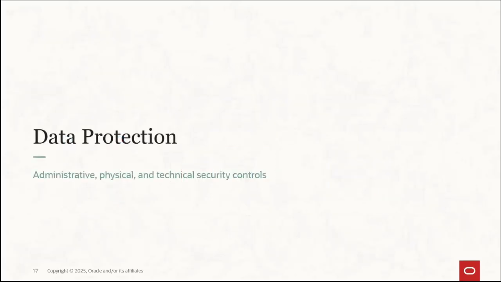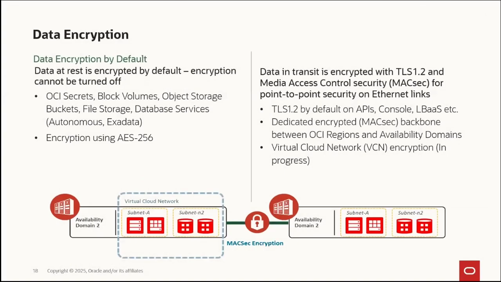Now let's start talking about data protection. Oracle uses encryption at rest and in transit. Data at rest is always encrypted by default. Encryption cannot be turned off. The block volume, object storage buckets, file storage, and database services all have data encryption at rest enabled by default, and it is done using the AES algorithm with 256-bit encryption.